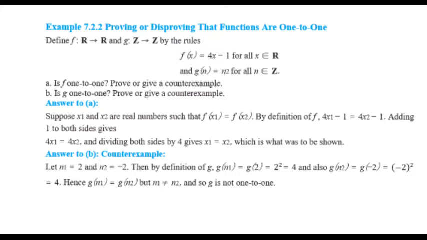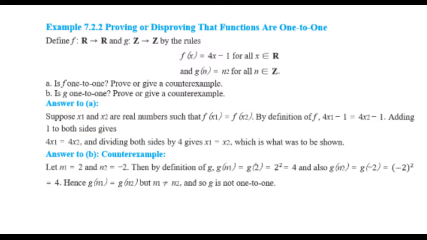Now, by the definition of G, G of n1, which is G of 2, is 2 to the power 2, which is 2 square. 2 square is 4, and G of n2 is negative 2 square. Both G of 2 and G of negative 2 are equal to 4, correct? So G of n1 and G of n2 are equal, but n1 and n2 were not equal. One of them was 2, the other was negative 2. That's why we conclude that G is not one-to-one.